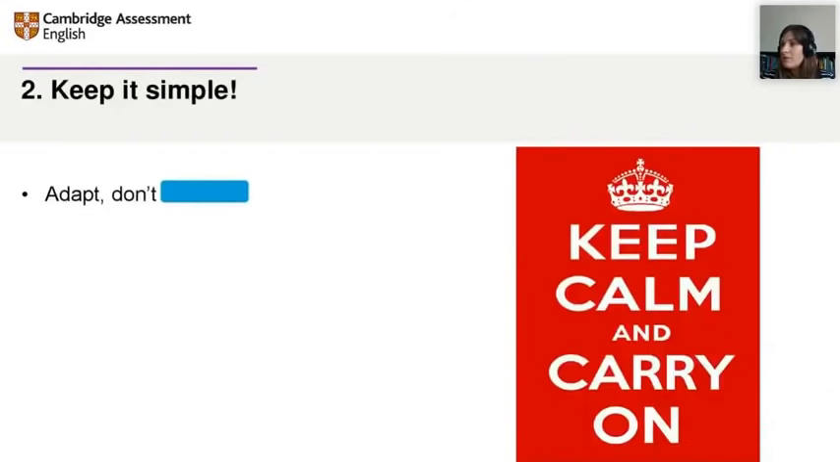Principle number 2. Keep it simple. So again, I've blanked out a word. Adapt, don't, beep. What do you think that word should be? Bearing in mind the principle is keep it simple.